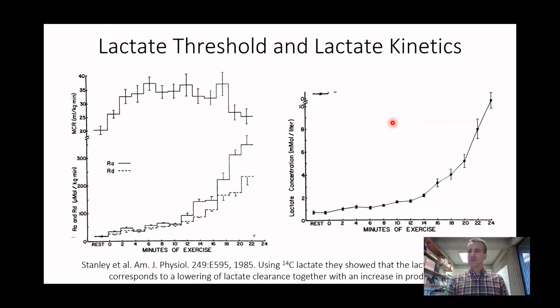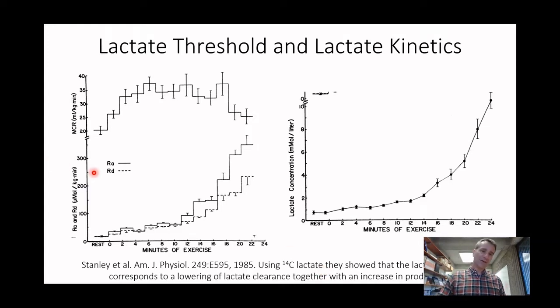The 6 individuals who took part in this study actually had to sign a waiver that said they wouldn't have children, because this is using C14 radioactive carbon. So it's lactate that's been tagged with a radioactive carbon. What they've done here is they've given humans lactate with this carbon 14 tag on it, and it allows them to track the fate of the lactate.